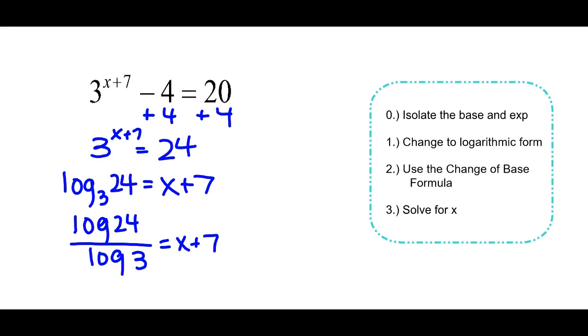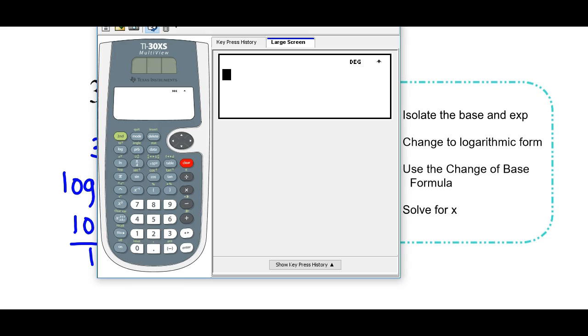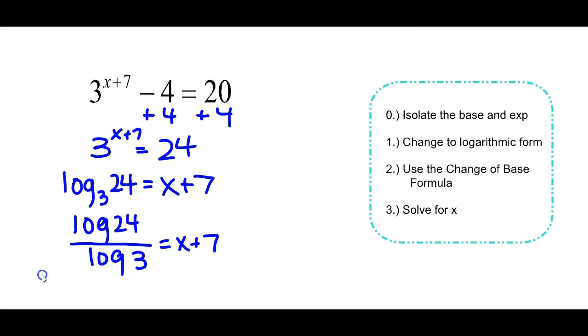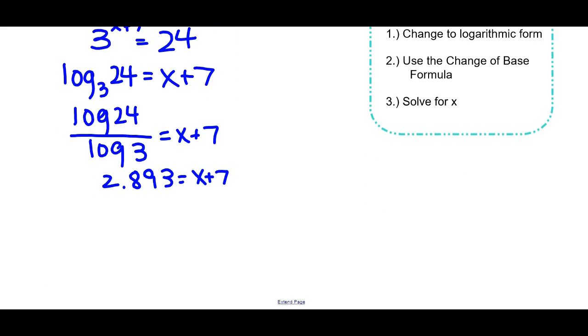So I'm going to take my calculator and type in log of 24, don't forget to close off the parentheses, divided by log of 3, close off the parentheses, press enter, and I get 2.893, let's say. So 2.893 is equal to x plus 7. And now we'll subtract 7 from both sides, and I get that x equals negative 4.107.